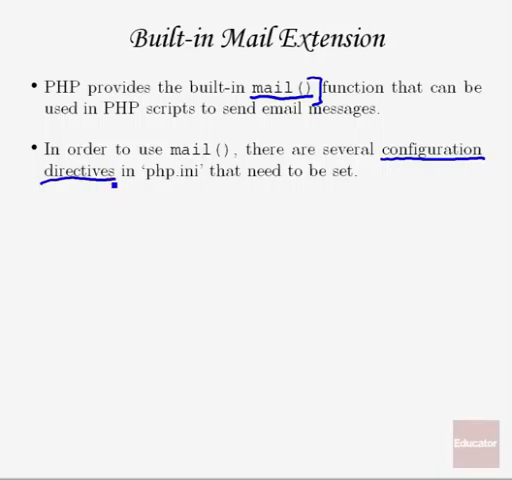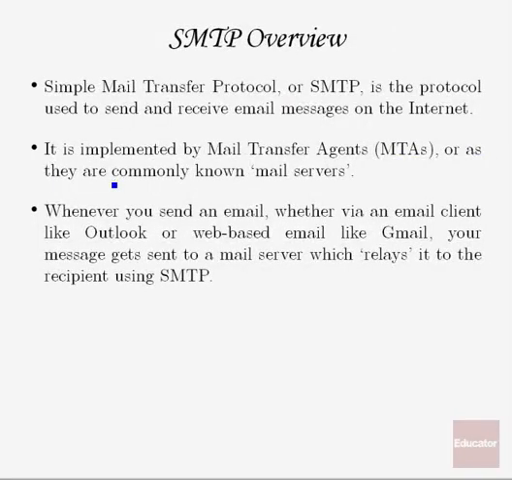But before we do that, I'm going to give a little bit of overview about how email on the internet works. So SMTP, or Simple Mail Transfer Protocol, is basically the protocol that's used between servers on the internet to exchange email. When you send an email from one email address to another, SMTP is basically the rules that are used to get that email from where it originated to where it's going.